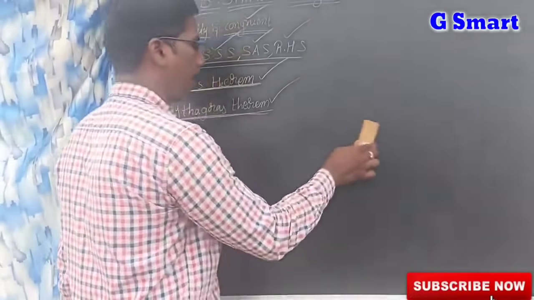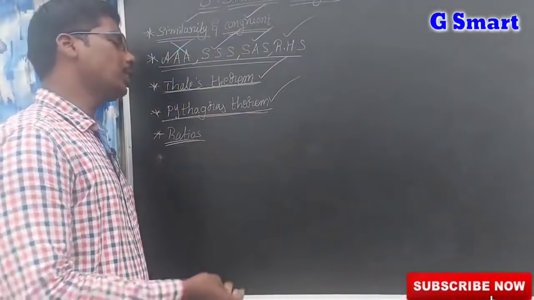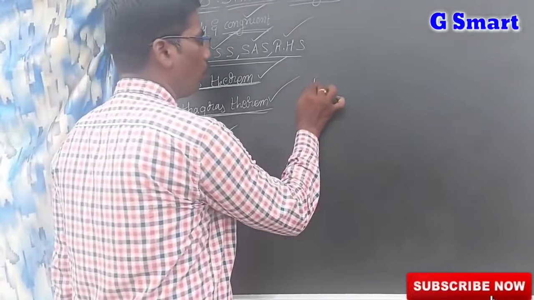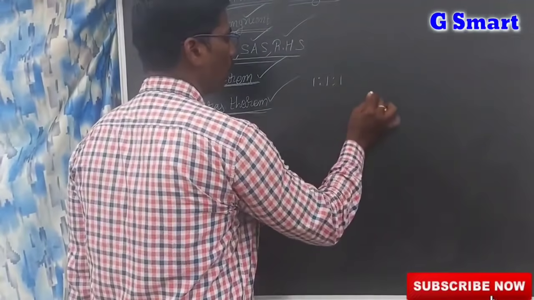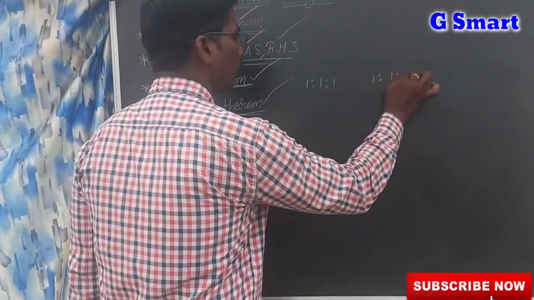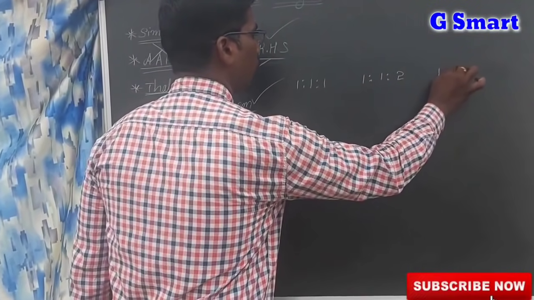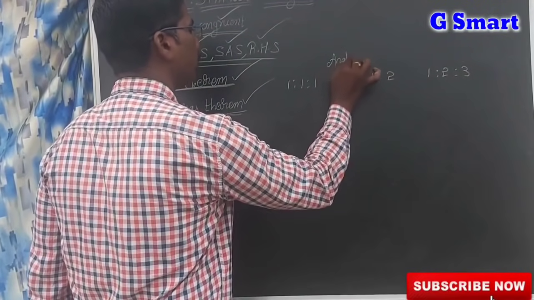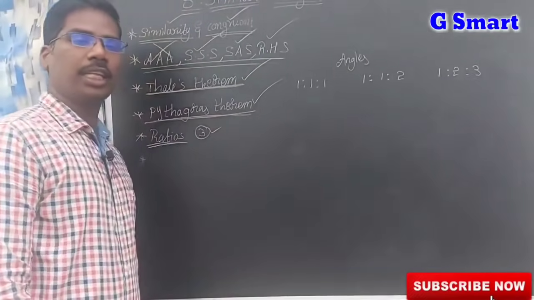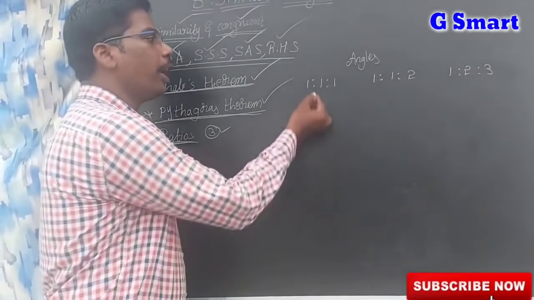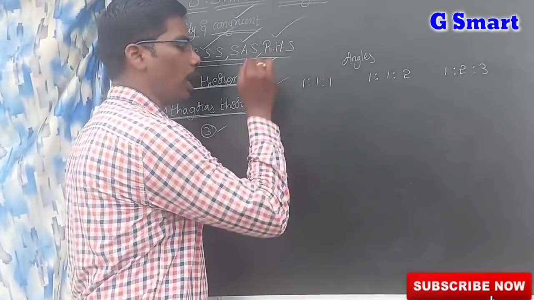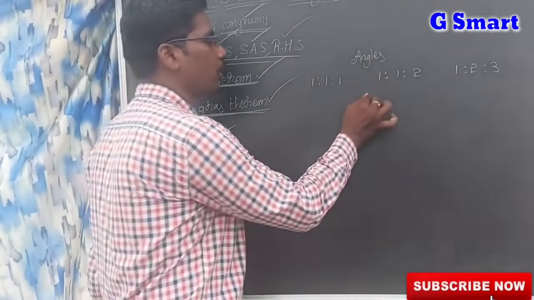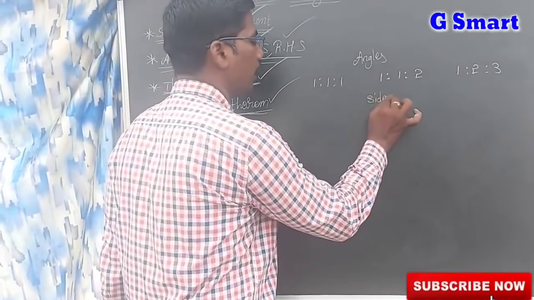Now here three important ratios will be there. Those are the most important three ratios. So listen here: 1:1:1, 1:1:2 and 1:2:3. These are the angles. They may ask the relation between angles and sides. So remember, if the angles are 1:1:1, then the sides are in which proportion?